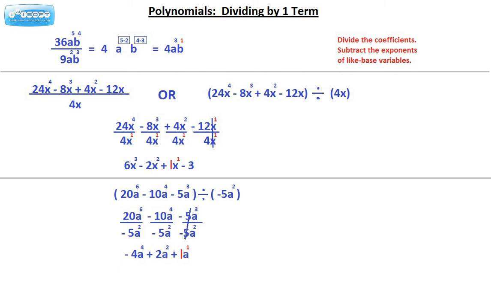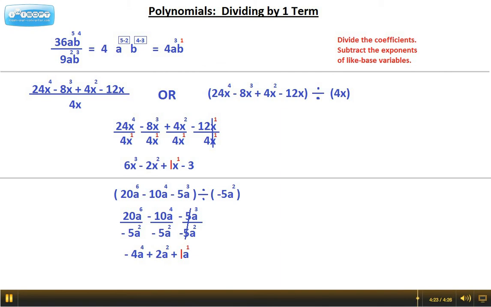Negative 5 divided by negative 5 is positive 1. And here I've put a 1 in red because you don't have to show it if it's an understood 1. And when we subtract the exponents for a, we get a to the power of 1. It's also not necessary to put this, but anytime you're dividing by one term, take every term that's being divided, put the term that you're dividing by under each one, and divide the coefficients and subtract the exponents of the like-base variables.